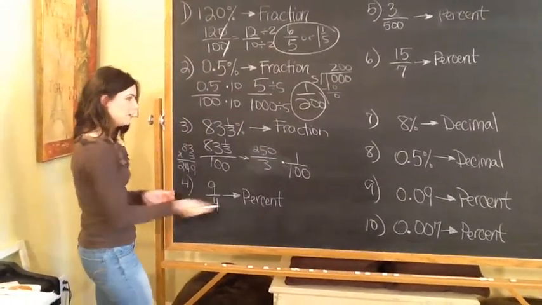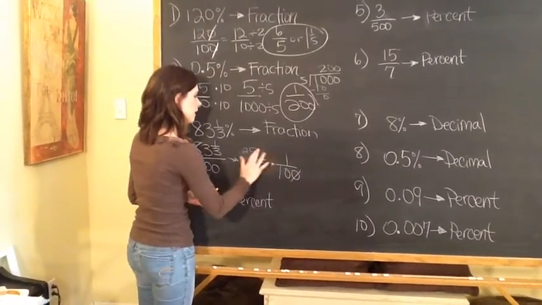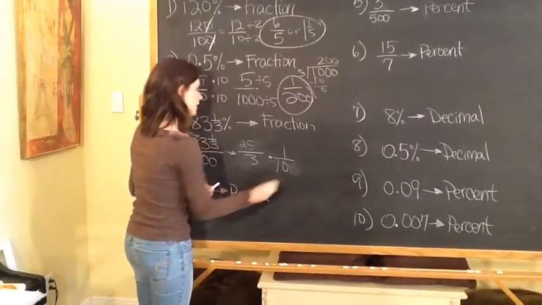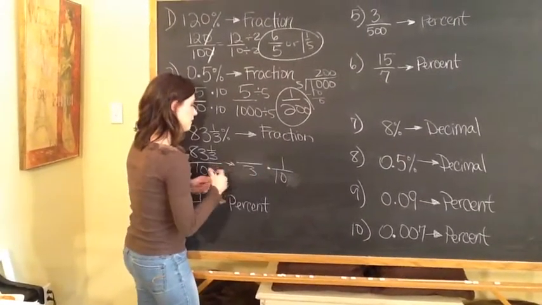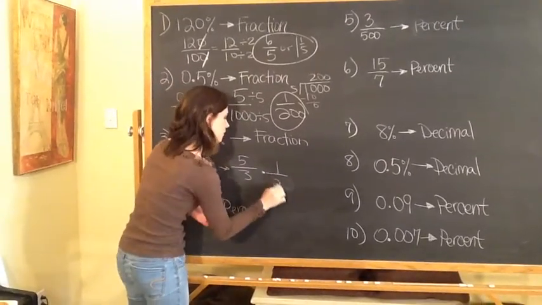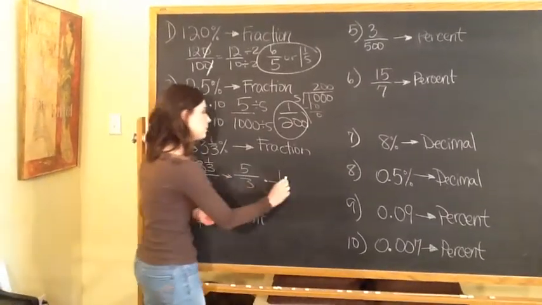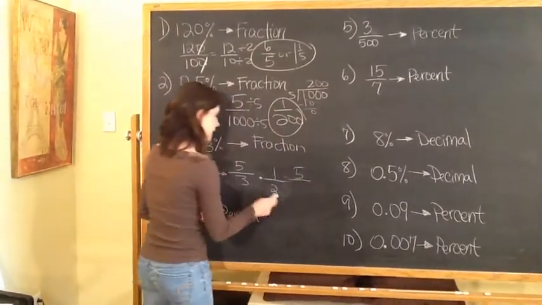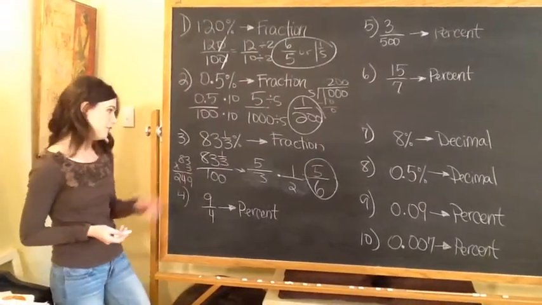So now I'm going to cross cancel a little bit. So I can cross cancel this 0, take those off. And now I can also divide by 5. So 25 divided by 5, I'm going to get 5. 10 divided by 5, I'm going to be left with 2. So now we have it all simplified. So let's multiply across. 5 times 1 gives you 5. 3 times 2 gives you 6. So 5/6 is our simplified fraction after all those steps.